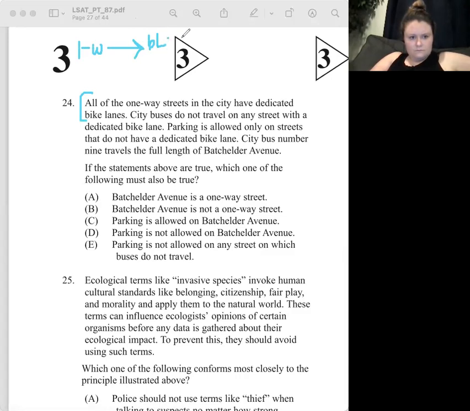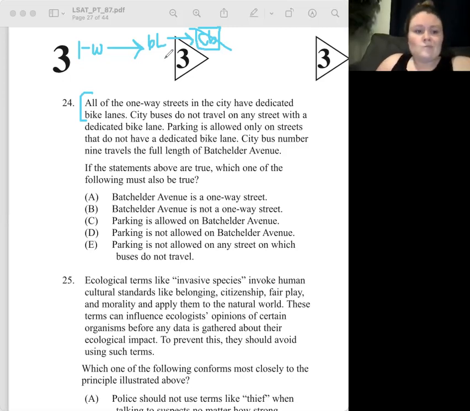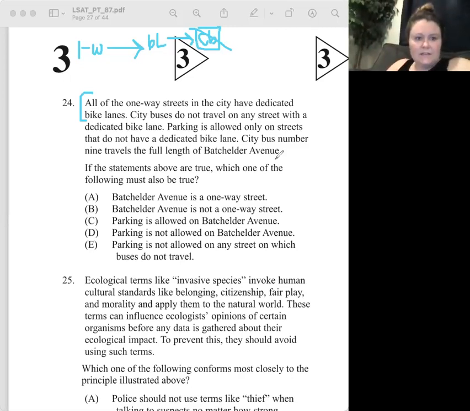So then that right there is telling me, I feel like I can assume, if we go back up to the first one, then city buses do not travel on one-way streets. Right, because they're saying city buses do not travel on any street with a dedicated bike lane. Yeah. Okay, the next one.